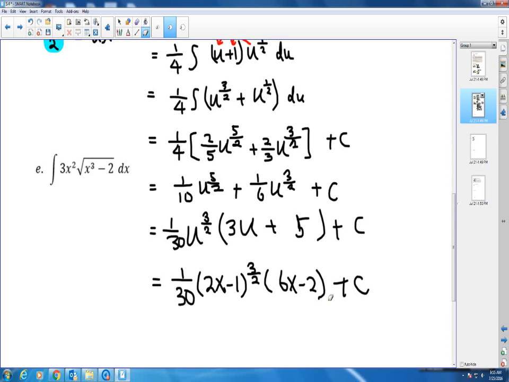There you go. If you see an answer that looks like this on the study guide, that's the reason. This is how we derive it.